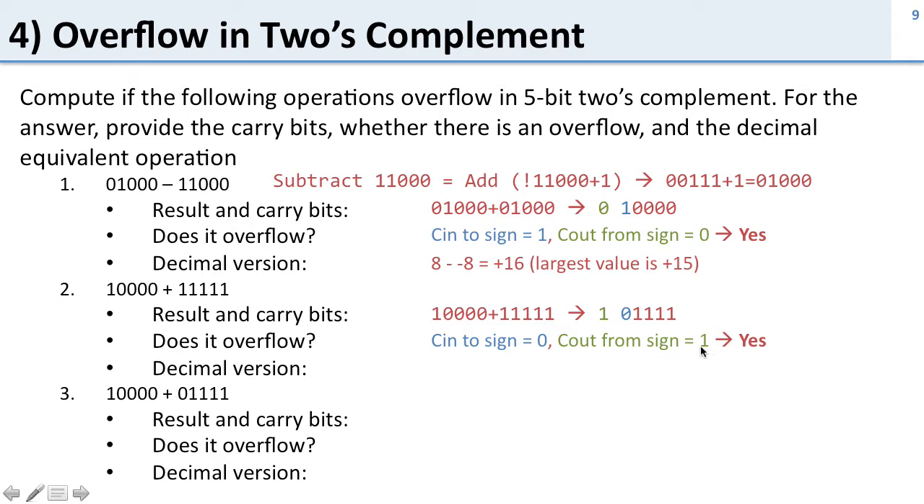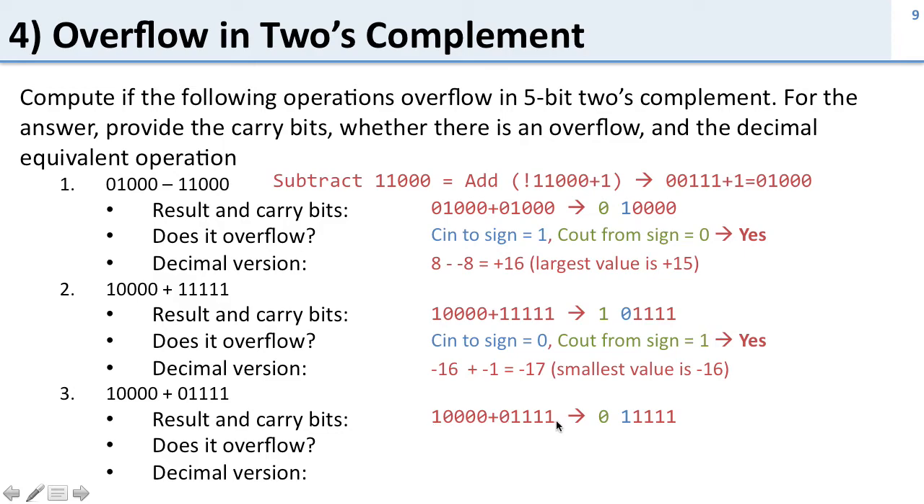So is this going to overflow? Yes, it's going to overflow, because the carry out from the sign is different from the carry in. Here's my carry out. I added 1 and 1 together before, which gives me a 0 with a 1 coming out. So what's the decimal version here? Well, this is minus 16 plus negative 1. So this is minus 17. But the smallest value I can represent in 5 bits 2's complement is minus 16. So I overflowed.